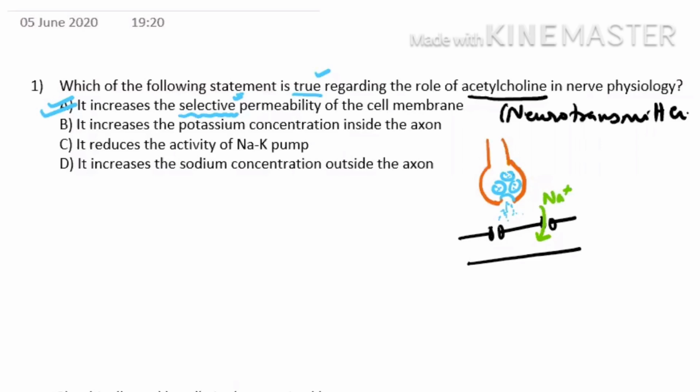Now, if you analyze the other options, they are telling they increase the potassium concentration. No, it is already high inside, so they are not going to increase this. To reduce the activity of this pump, no, they are not going to have any role with the pump. To increase the sodium concentration outside the axon, no, they are going to increase the sodium concentration inside. That is why the sodium channel is open, so that the sodium can go inside. So these three statements are wrong and your answer will be the first option.